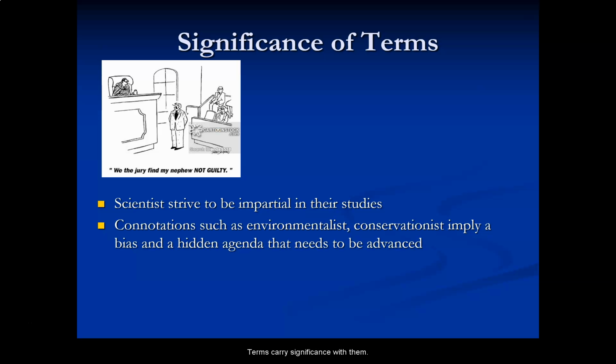Terms carry significance with them. Scientists strive to be impartial within their studies. Connotations such as environmentalist or conservationist imply that there may be a bias or a hidden agenda that needs to be advanced. I'm not saying this agenda may be a bad thing per se. However, scientists, as we mentioned, tend to be more impartial and let the facts speak for themselves.